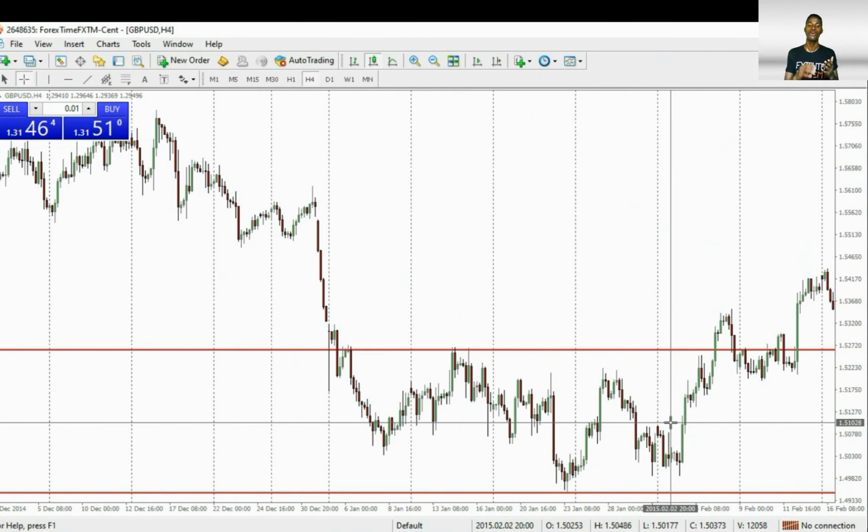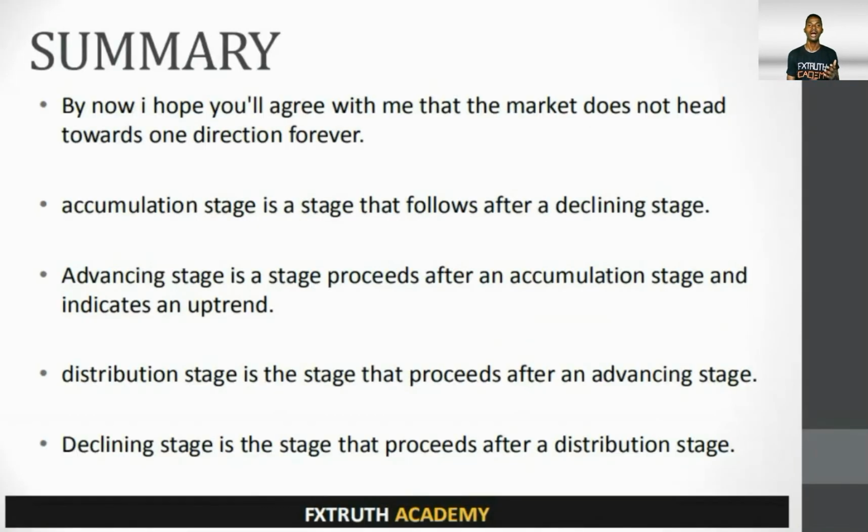So it's not compulsory it must move from an accumulation stage to an advancing stage to a distribution stage to a declining stage. No, it can move from an advancing stage to a distribution stage to a more advancing stage, then maybe hit a distribution stage before forming a declining stage. So you must have it. All I want you to do is just be able to identify these various stages so that your edges can play out in the forex market, so that you can be a profitable trader, so that you can be well grounded. You know what kind of trading strategy to apply in any given stage of the market.